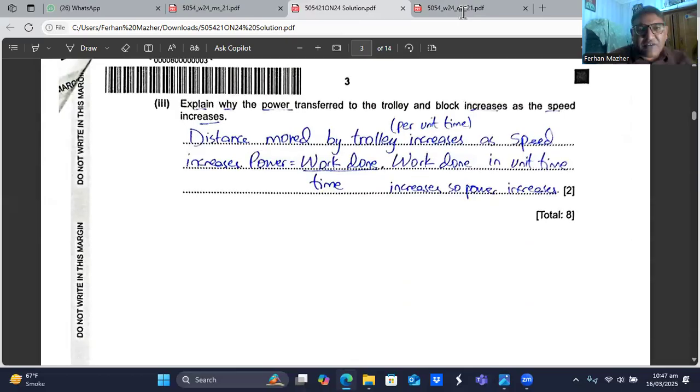In this answer, we have written: distance moved by the trolley per unit time increases as the speed increases because the power is equal to the work done divided by time. The work done in unit time increases. Work done means in 1 second, the work done will be more because the trolley will be covering more and more distance in unit time. So the power, which is work divided by time, because to do the same work, now it's taking less time. Or in other words, in the unit time, now you are doing more work because you are covering more distance in the unit time. So that's why the power will be larger.